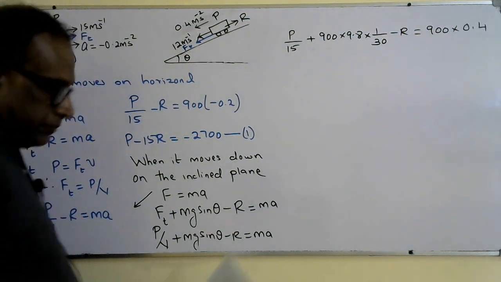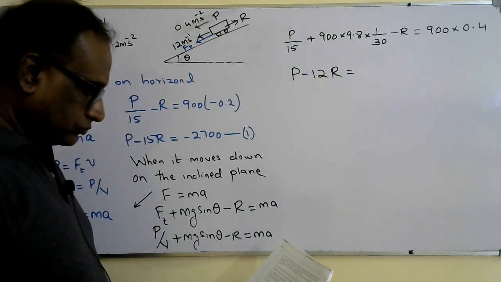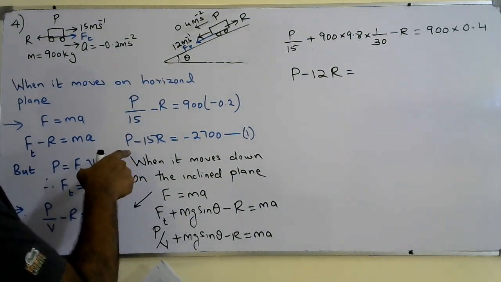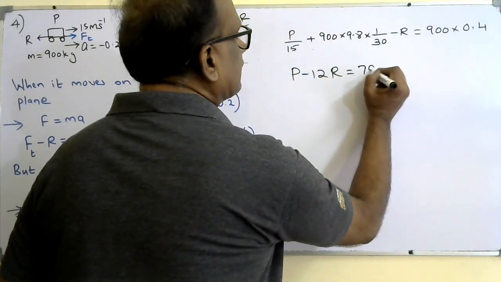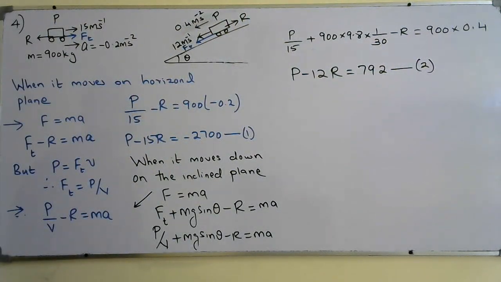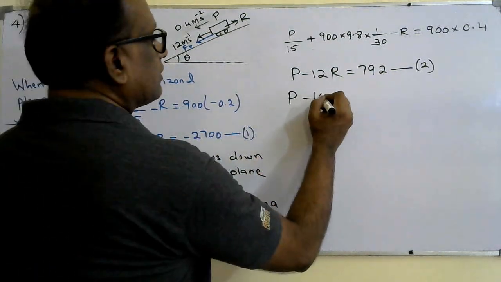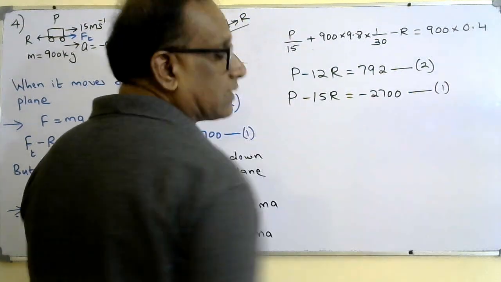You will get P minus 12R is equal to... here we got the first equation, P minus, earlier the speed was 15, so P minus 15R, we got it. Now here we'll get P minus 12R is equal to 792, that's the second equation. So a simultaneous equation we are getting. So P minus 15R equals minus 2700 is the first equation. I already got that equation.